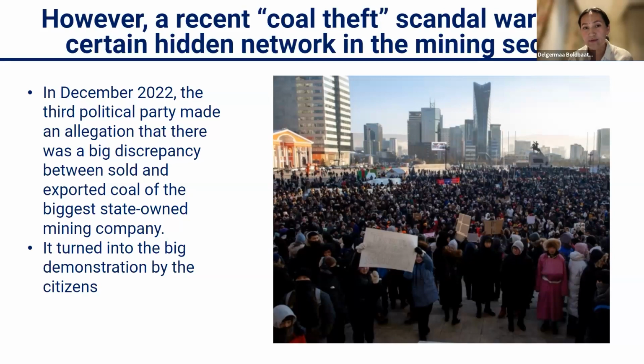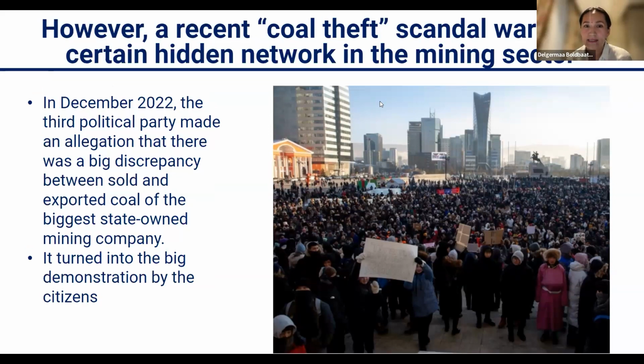But on the other hand, there were some scandals and a lot of difficult questions to answer for ordinary citizens. For example, recently we saw a very big scandal in the mining sector about the state-owned companies. One of the political parties said there was a big discrepancy between the exported coal and the coal sold, and a big amount of money had disappeared. It turned into a big demonstration by citizens, and many citizens demanded answers from the government.